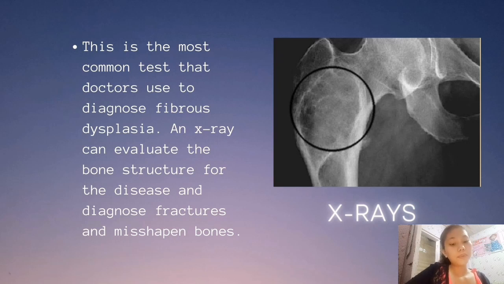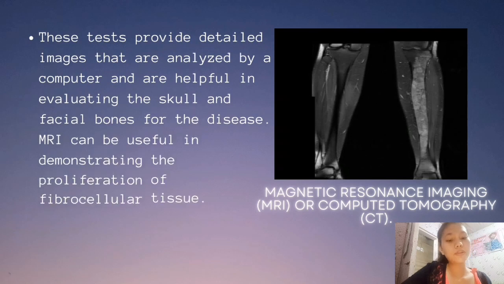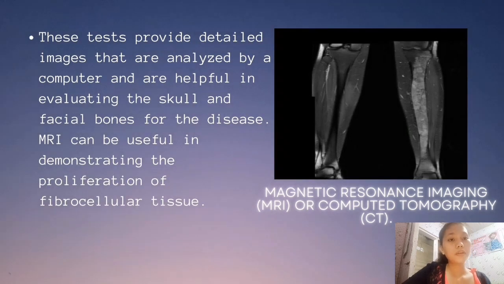Also, X-rays are performed for many reasons, including diagnosing tumors or bone injuries. Next is the magnetic resonance imaging, MRI, or the computed tomography, the CT scan. This test provides detailed images that are analyzed by computer and are helpful in evaluating the skull and facial bones for the disease. MRI is also useful in demonstrating the proliferation of fibrocellular tissue.